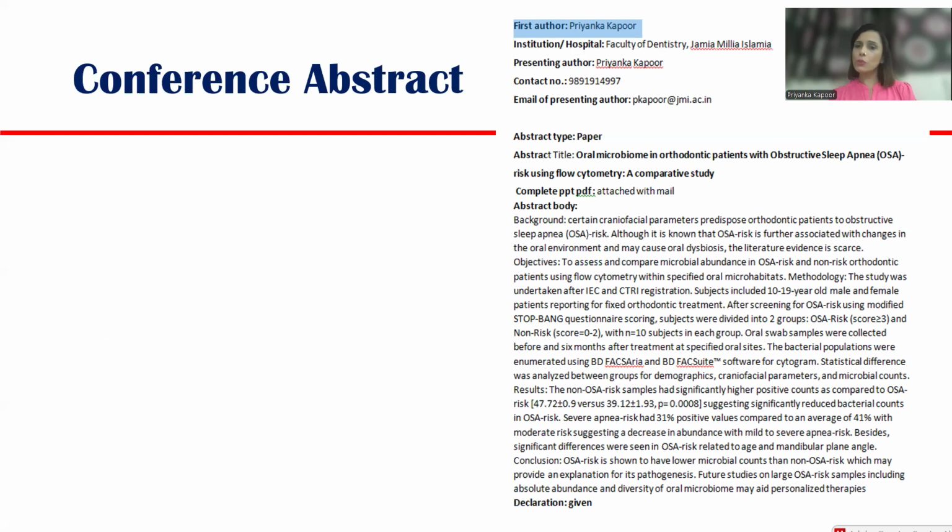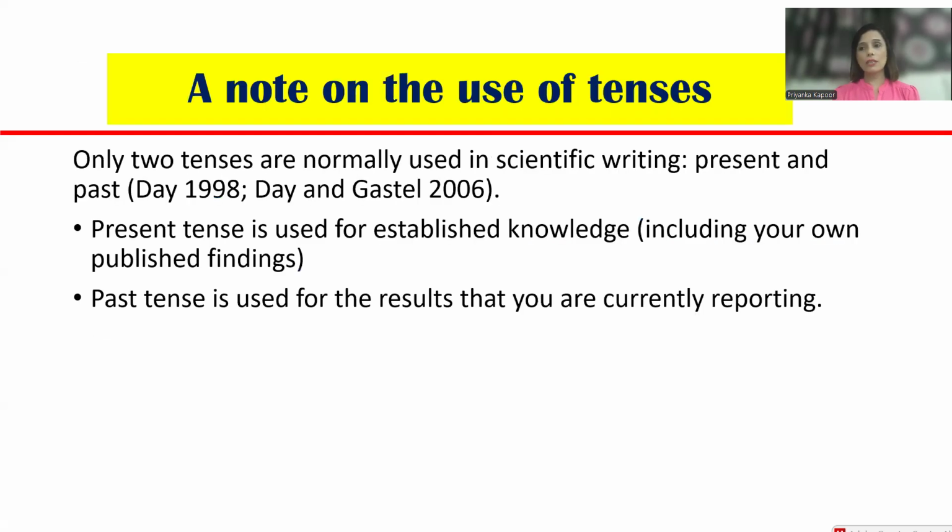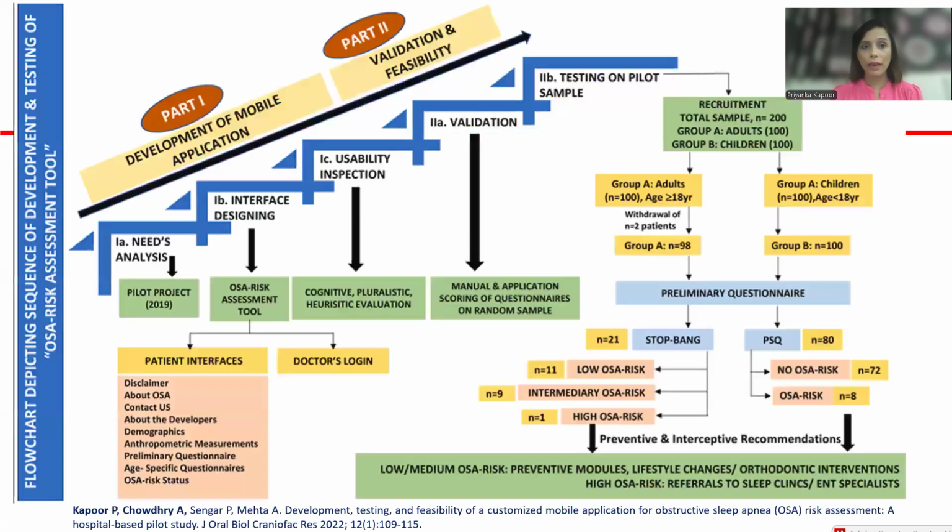It's a comparative study. So again, this title also includes all the PICO format, and this abstract body is a non-structured abstract. But if you look through the whole thing, again, it will be in the same format: 25, 25, 35, and 15%. So this is basically just an example. Only two sentences are normally used, with present tense used for established knowledge and past tense for what you're already reporting. So this is a general format that you follow throughout your scientific writing.